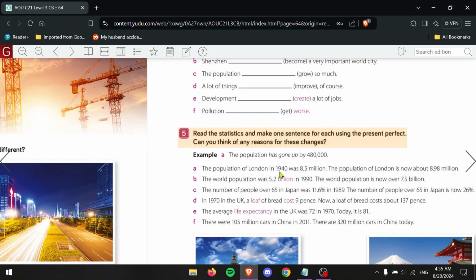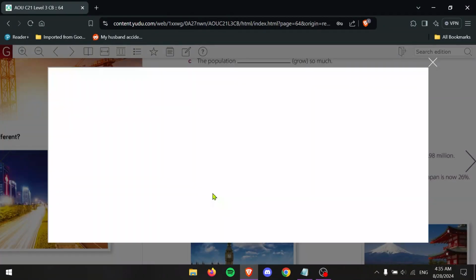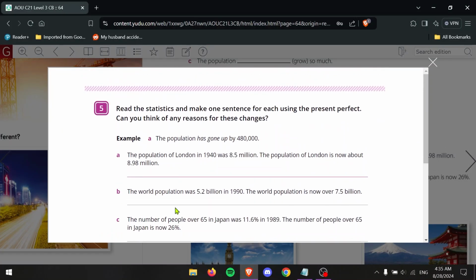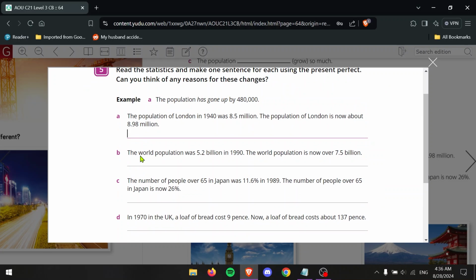Now let's go to exercise 5. Looks like we have some statistics here that we're going to be reading. I'm going to reset this just in case. Read the statistics and make one sentence for each using the present perfect. Can you think of any reasons for these changes? Okay, so let's focus on the first part. We're going to be reading these, and we'd like to make one sentence out of these two sentences using the present perfect. Okay, so for this one, I don't need to wipe out my notepad. I can just write it here.